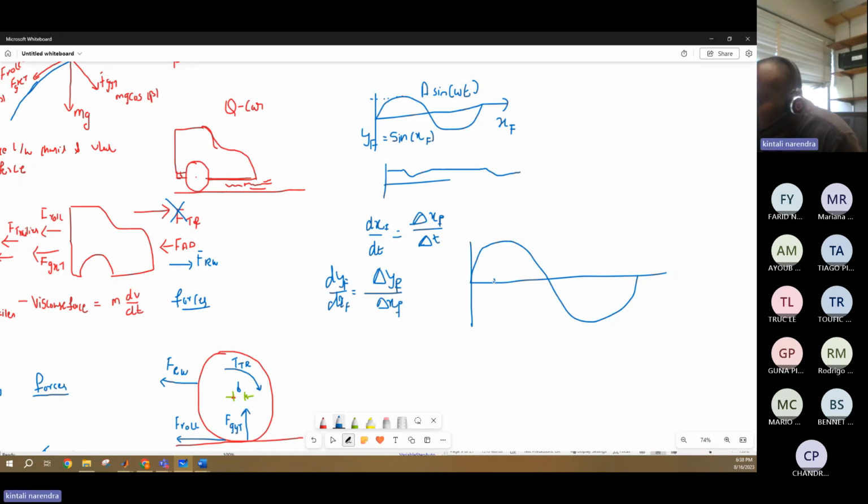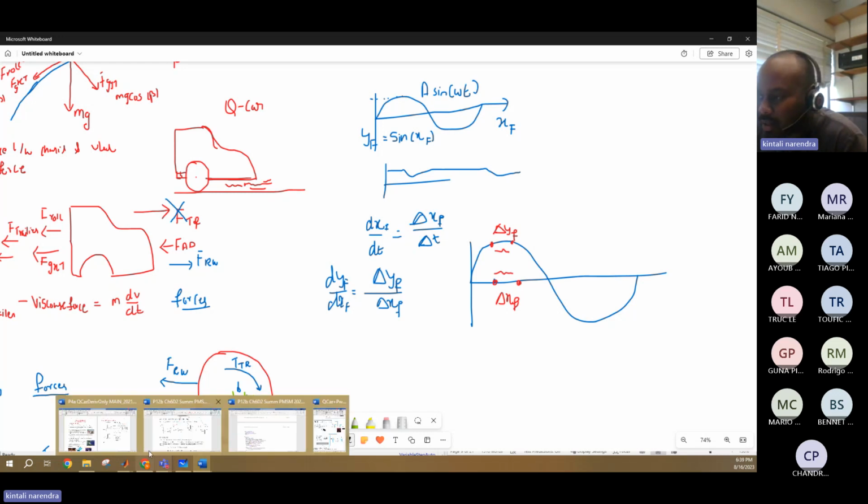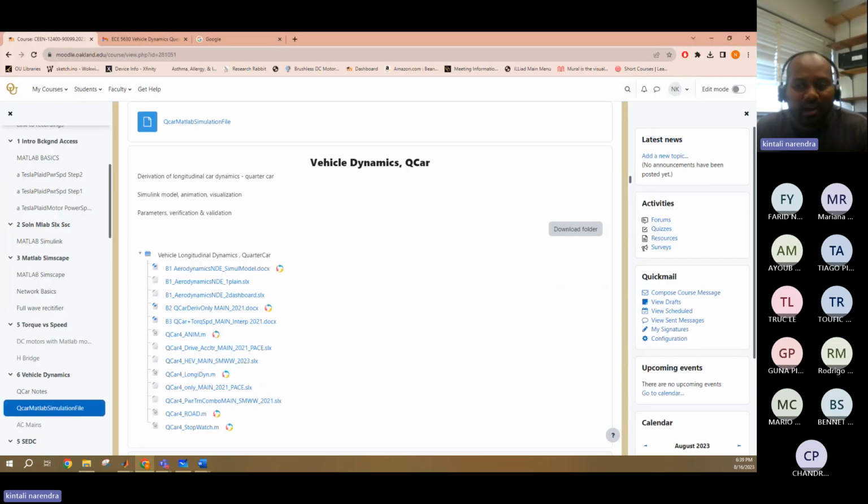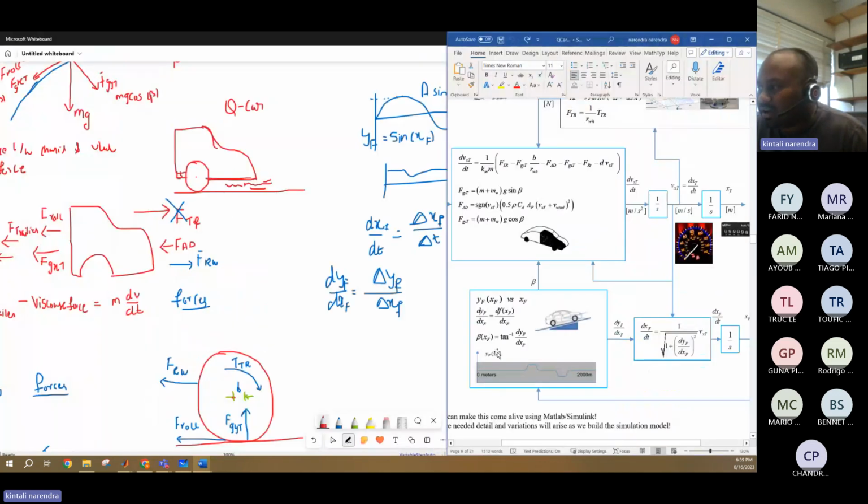So you need to take a small interval, this interval, and during that interval, how this function is varying. So this is your delta y of f. This is your delta x of f. From here to here, you need to define this interval. Then you can find the differentiation. So in this block, you need to find differentiation dy of f by dx of f. That means you need to define an interval, and in that interval you need to find delta y of f and delta x of f.